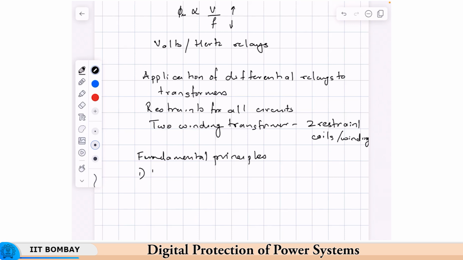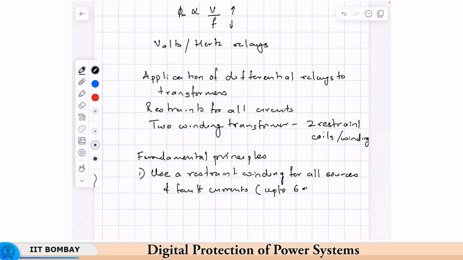One is, use a restraint winding for all sources of fault current. So if there is a 2 winding transformer, use 2, for 3 winding you use 3, up to 6 restraint windings are available.